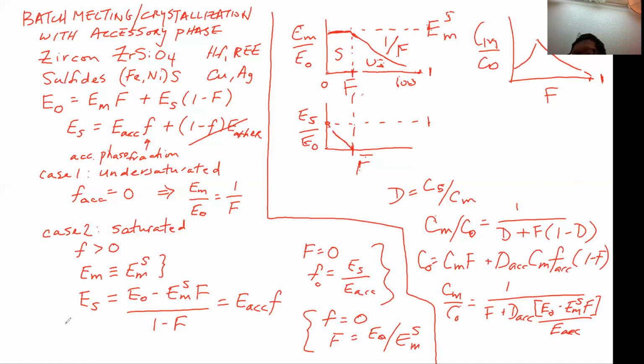So let's say you're fractionally crystallizing. Then first you start off undersaturated, undersaturated, undersaturated. You hit saturation, sulfide kicks in, and that suddenly causes efficient scavenging of, say, copper, if this was the element of interest, down here, because copper starts to become compatible if D of the accessory phase is very high.